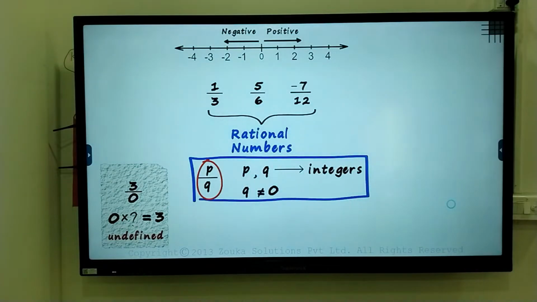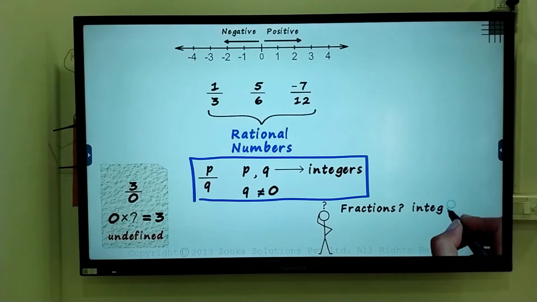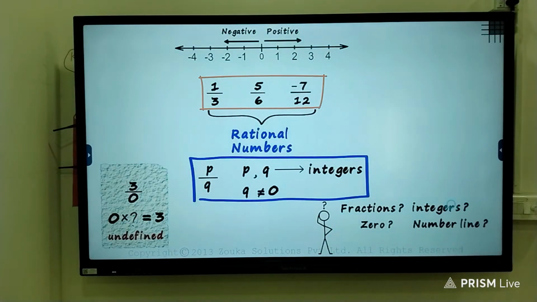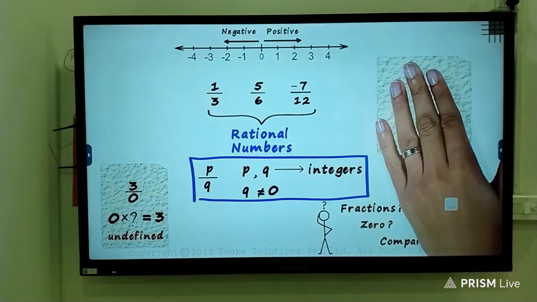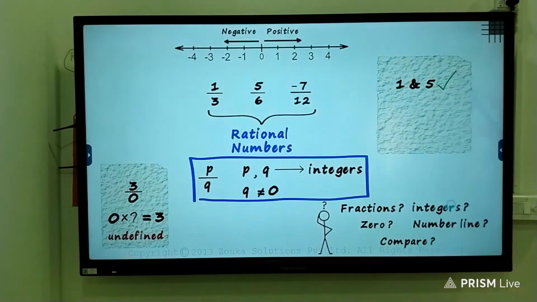So this is the basic definition of rational numbers. It is a number of the form p by q, where p and q are integers, and q is not equal to 0. There are many questions that should pop up in your head when you see this definition. What is the difference between rational numbers and fractions? Are integers classified as rational numbers? What about 0? How do we plot such numbers on a number line? And how do we compare two rational numbers? For example, if you're asked to compare 1 and 5, you could easily say that 5 is greater of the 2. But what if you're asked to compare numbers like 6 by 7 and 13 by 15? How would you find out which one is greater? Don't worry about it. All these questions will be answered in our videos on rational numbers.